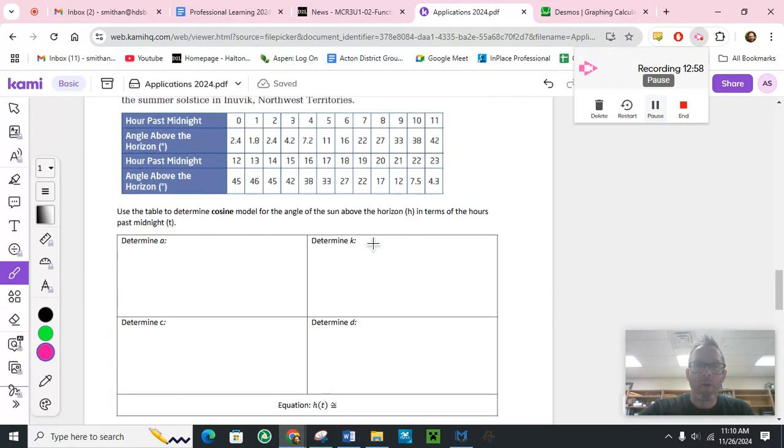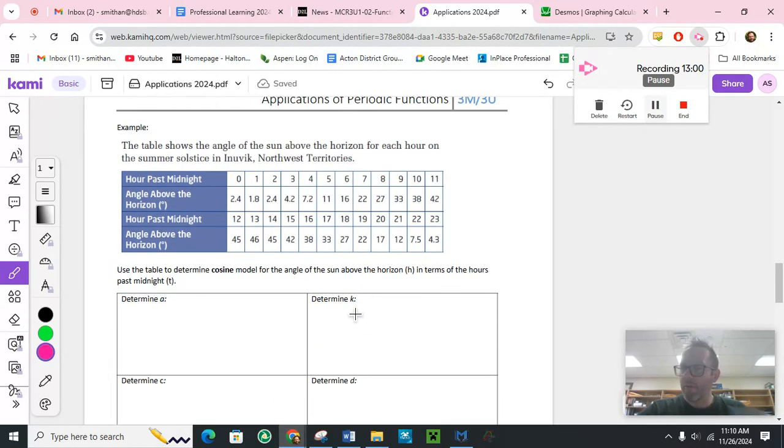All right, so moving on. So sometimes you might not have a description of here's the maximum, here's the minimum, here's the period. What you just might have is some raw data. So in this question, what we have is the raw data for the angle that the sun is above the horizon over the course of the day in Inuvik in the Northwest Territories.